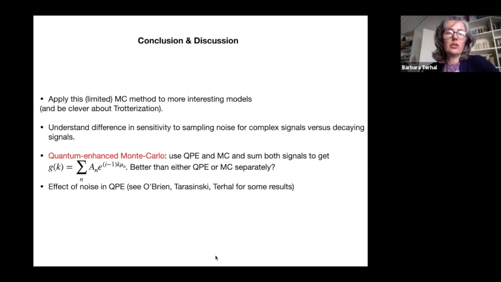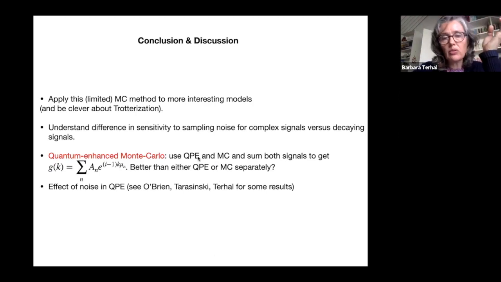Okay, so let me just conclude. We believe we should do a bit more with this, to explore how it works for more interesting models that are stochastic. I think it's important to understand the difference in sensitivity to sampling noise for this matrix pencil method. Then maybe there's an idea of using both, since people like this sort of hybrid approach. So for example, Monte Carlo has some limitations.